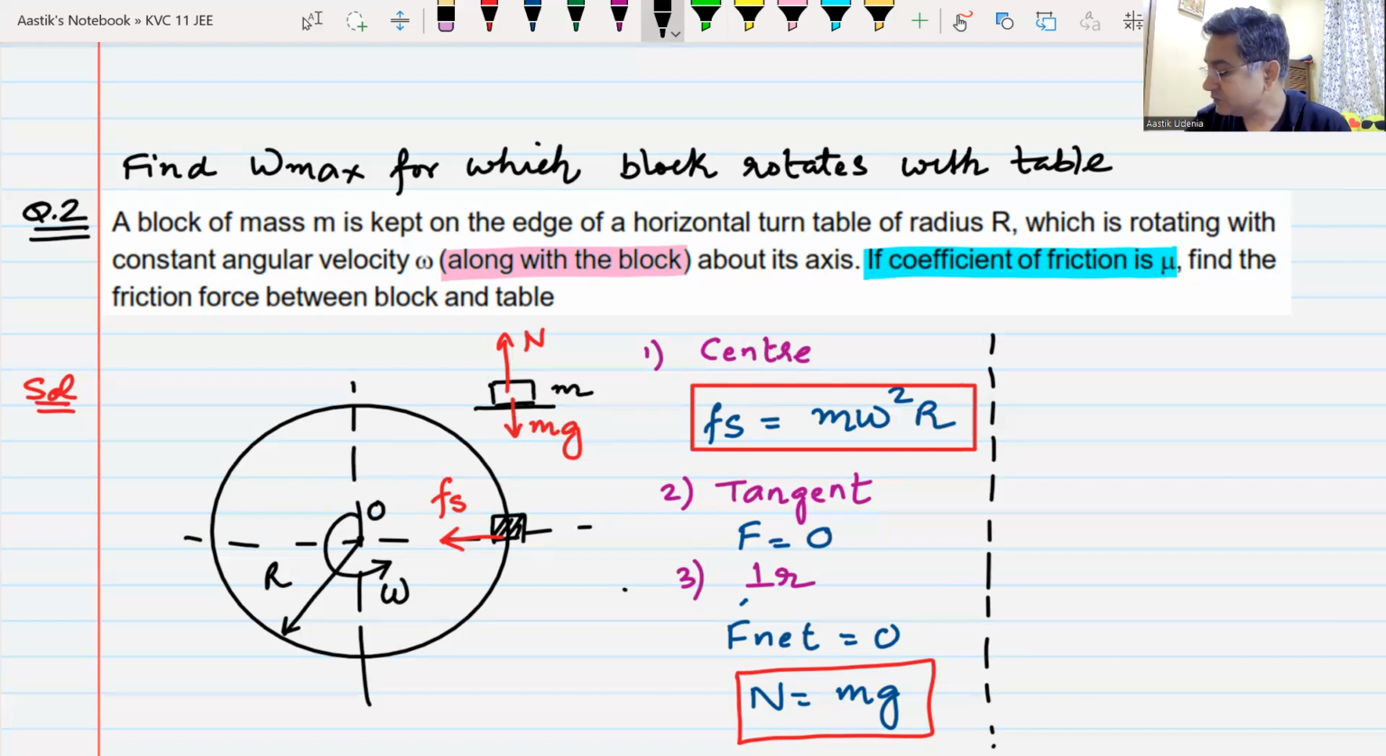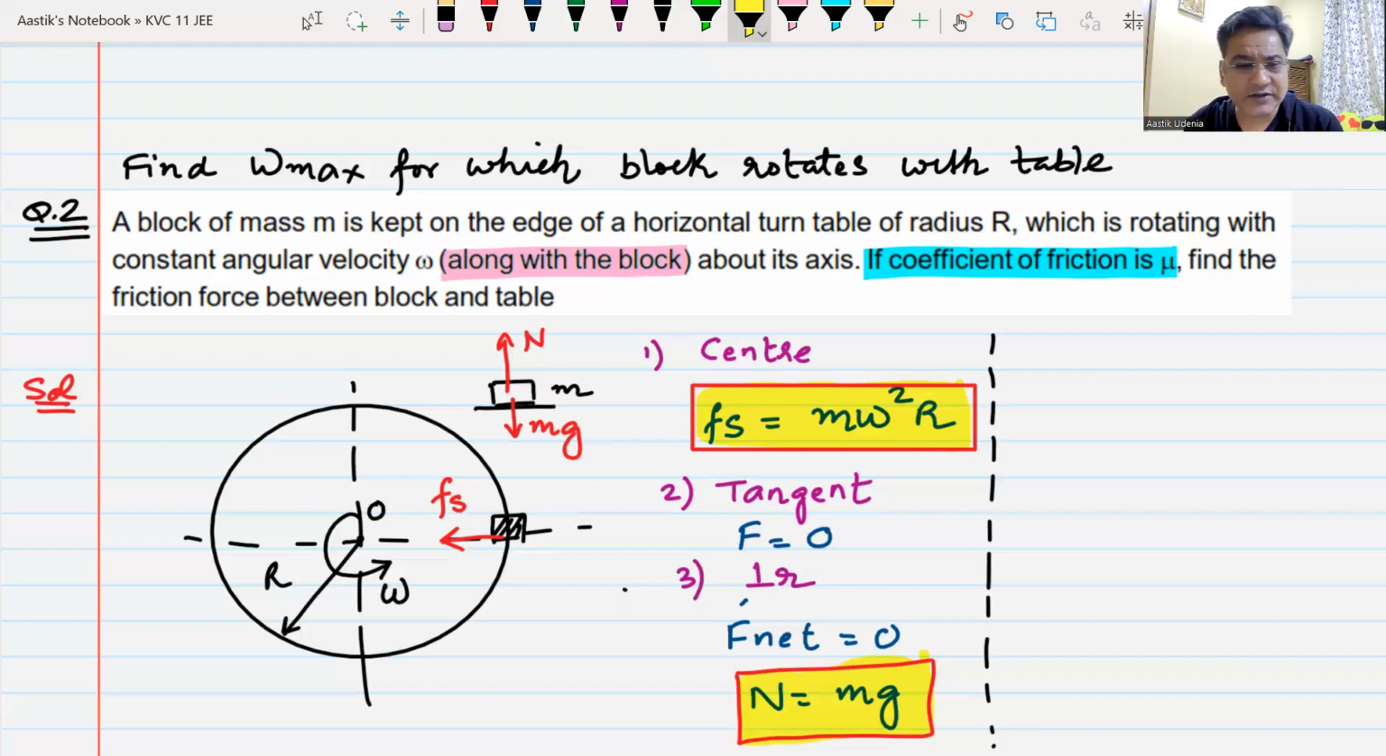Now, how do I do this? I know the value of Fs is this. I know the value of normal reaction is this. Now, the block is rotating with the table just because of the frictional force, which is static in nature. When you increase the value of omega, frictional force will keep on increasing. But static friction cannot go beyond a particular limit.